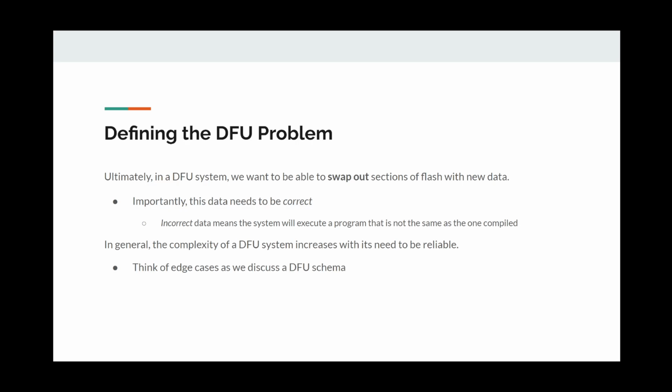So be very careful with how you manage a DFU system, because chances are it's shipping on every single one of your products. Just be careful and try to poke holes in the implementation that we'll discuss in the following slides. Any questions on the actual DFU problem and how we're going to define it?